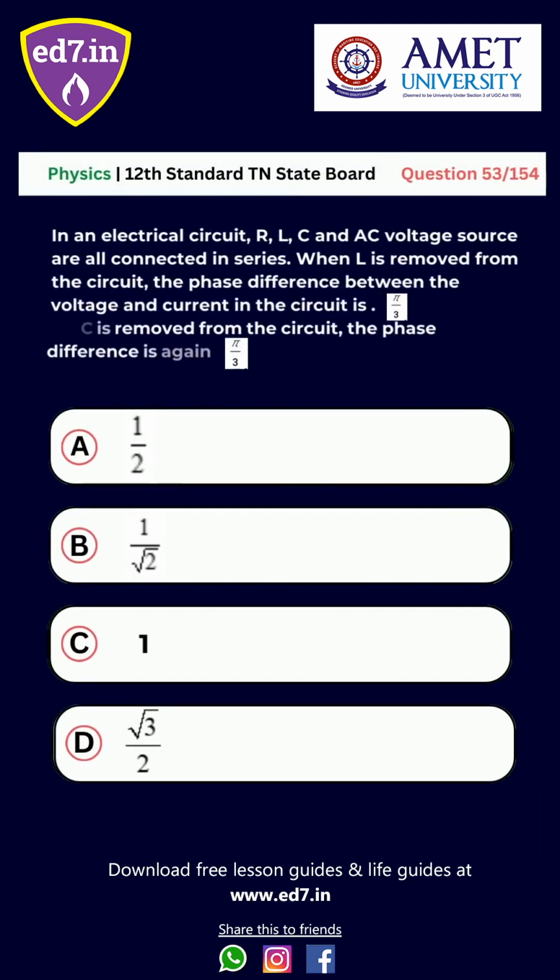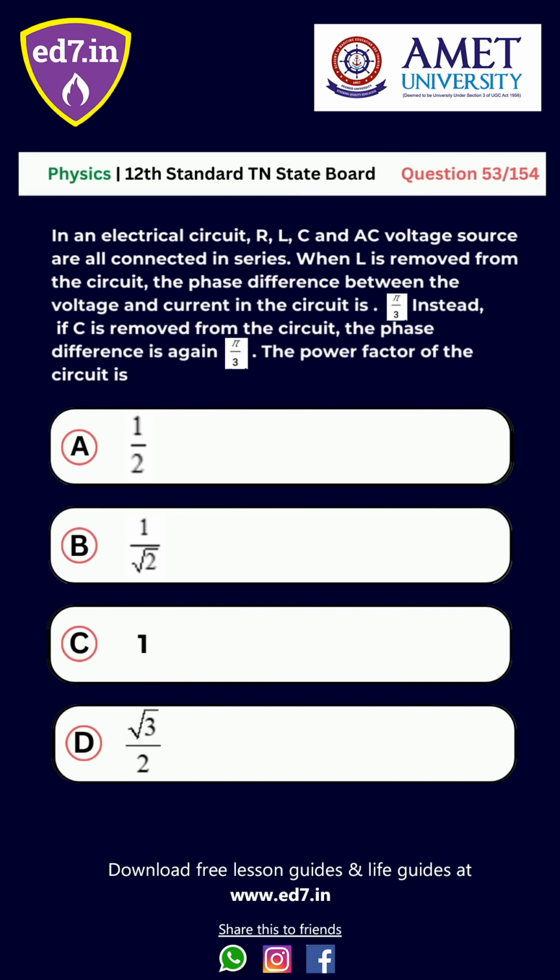Question number 53. In an electrical circuit, R, L, C and an AC voltage source are all connected in series. When L is removed from the circuit, the phase difference between the voltage and the current in the circuit is π/3. Instead, if C is removed from the circuit, the phase difference is again π/3. The power factor of the circuit is: option A 1/2, B 1/√2, C 1, D √3/2. And the right answer is option C, 1.